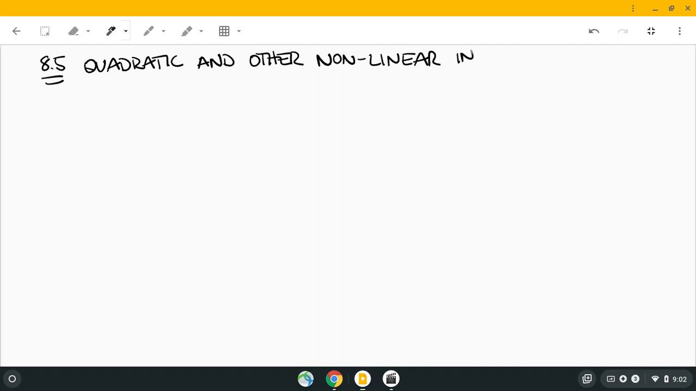Okay, so 8.5 deals with solving quadratic and other nonlinear inequalities. So you all know how to solve a quadratic equation. So we're going to be looking at how you solve a quadratic inequality. And then we're also going to look at rational inequalities. Okay, so take notes. 8.5: Quadratic and other nonlinear inequalities.